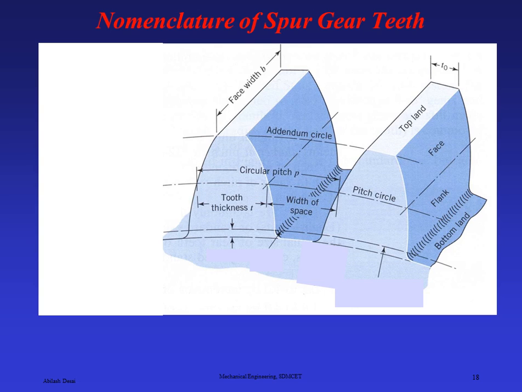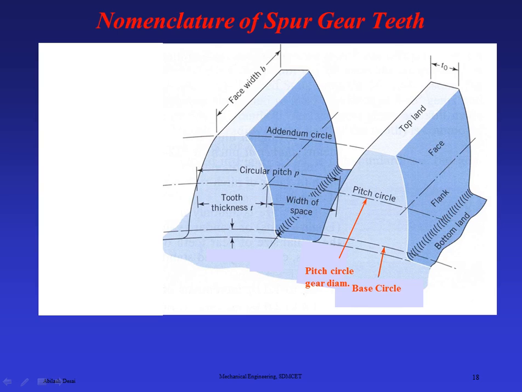Next we come to the nomenclature of the spur gear. This is very important to understand. You can see first the base circle. The base circle is always very important. The pitch circle will be exactly at the center of the tooth, and the lower part has the base circle. The top part has the addendum circle, and in the same way the lower bottom has the dedendum circle.